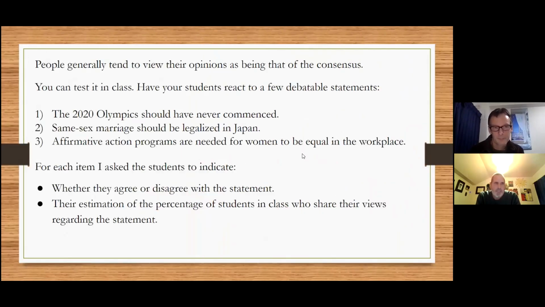So here's a bias. People generally tend to view their opinions as being that of the consensus, right? You can test this in class. Have your students react to a few debatable statements. Here are a few: The 2020 Olympics should have never commenced. Same-sex marriage should be legalized in Japan. Affirmative action programs are needed for women to be equal in the workplace. For each item, I asked the students to indicate whether they agreed or disagreed with the statement, and their estimation of the percentage of students in the class who shared the same view.